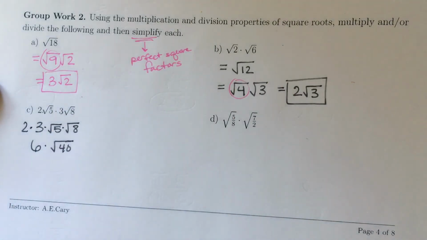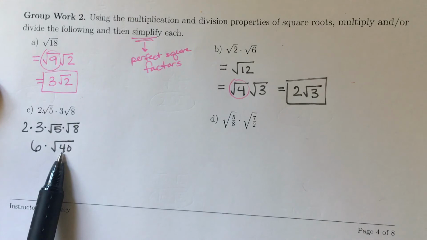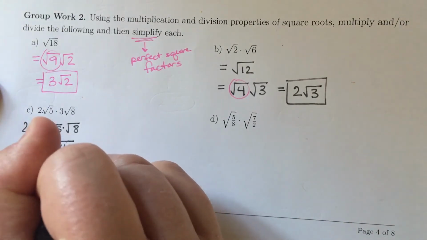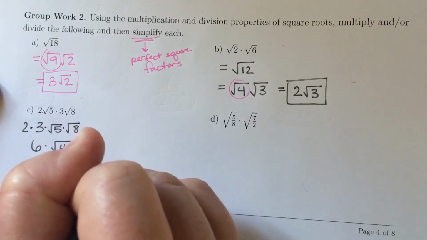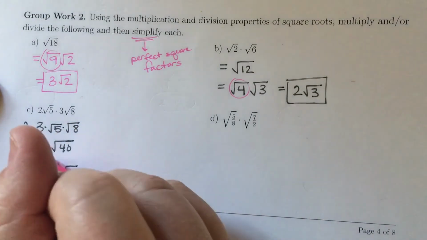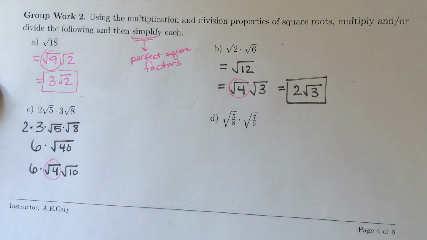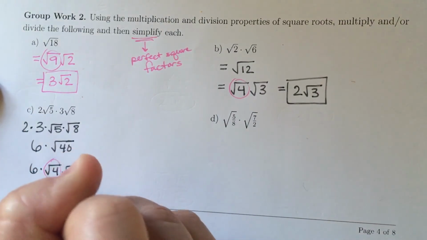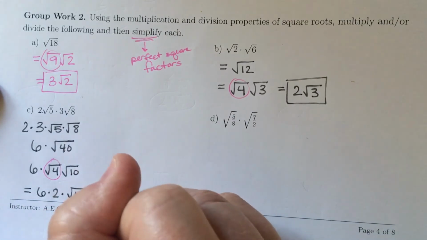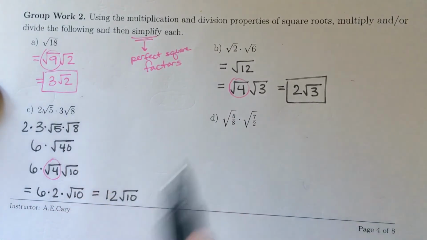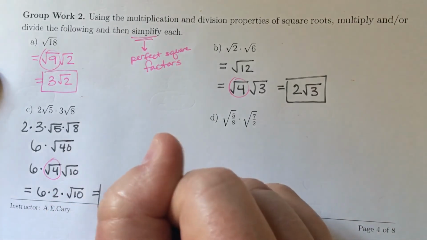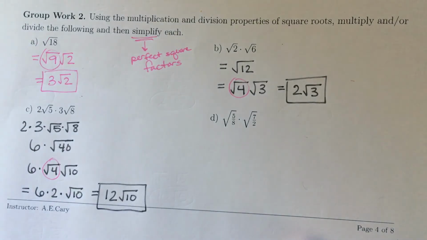We're not done until we check for perfect square factors. 4 goes into 40. So we need to write the square root of 40 as square root of 4 times square root of 10, because the square root of 4 simplifies. So 6 times 2 times square root of 10. And so the last step is to do that 6 times 2. Because once they're both non-square roots, then we can multiply them together. Good, I hope that's making sense.